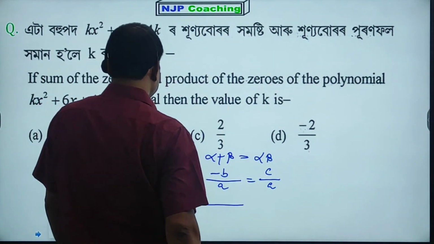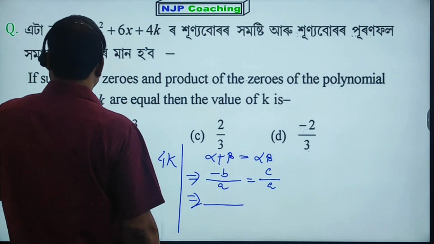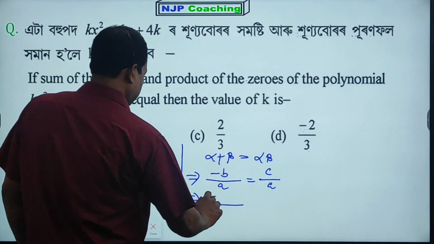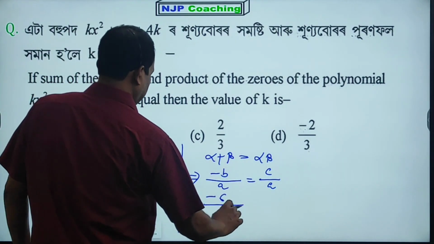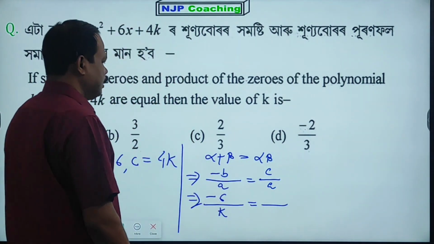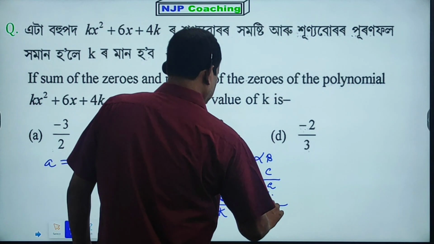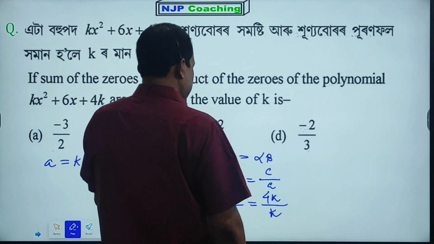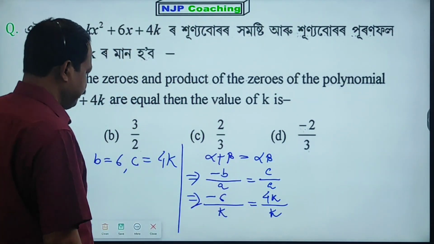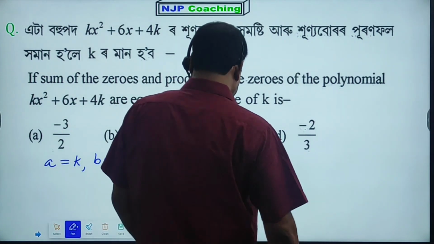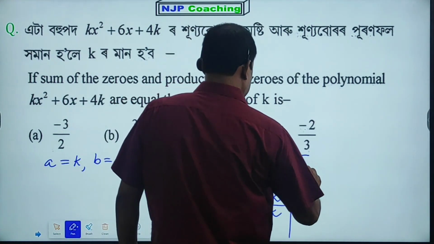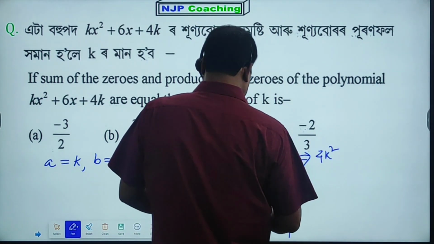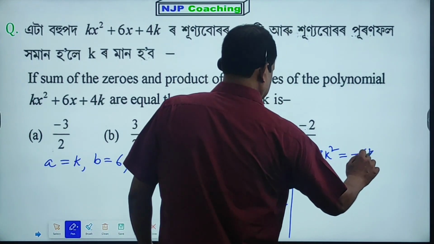So what is minus b by a? The minus 6 by k, and this is equal to c by a, 4k by k. So on cross multiplication, what will you get? 4k into k, 4k square, and k into minus 6k.